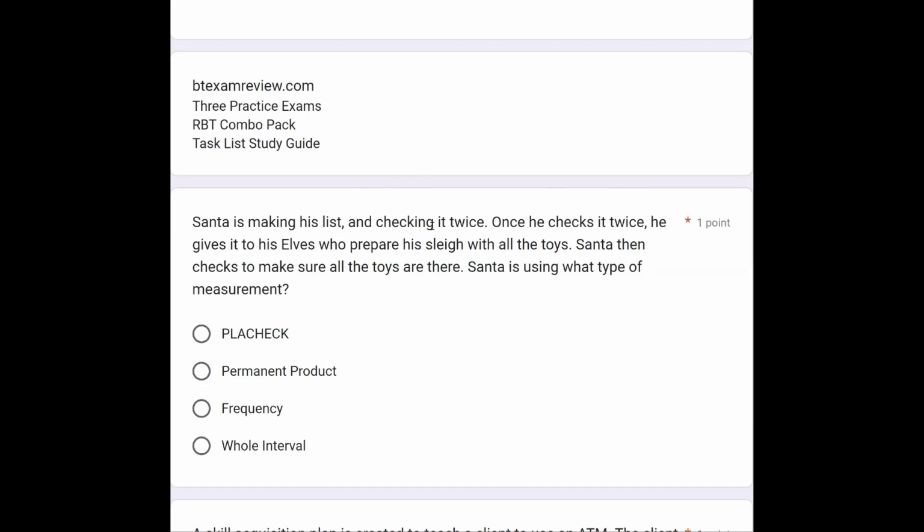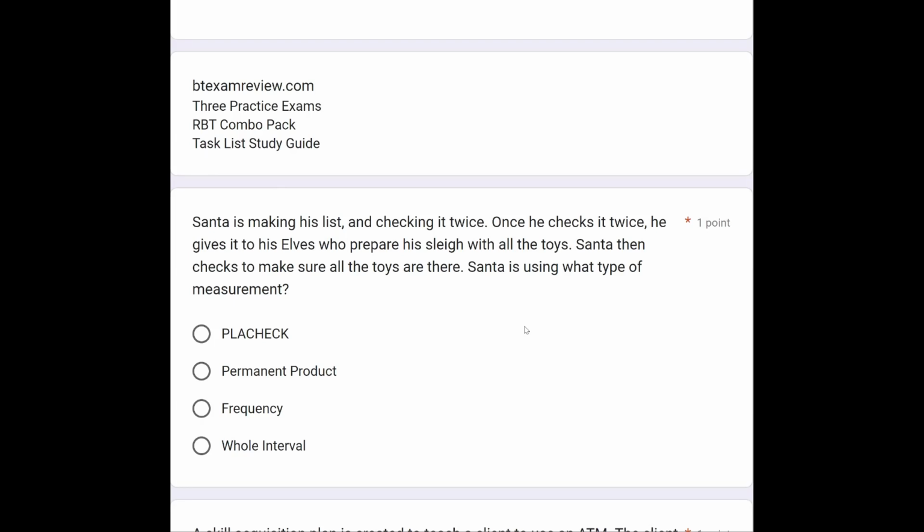If he's made a list, he then gives the list to the elves who prepare the sleigh. Santa then comes behind them just to make sure all the toys are there. Was Santa sitting there observing all the elves and everything they were doing, putting the toys in the sleigh? No, he had a list. He gave it to them. He let them do their job. And then he came behind them and he can easily see, is it done? Is it not? So what type of measurement is that?